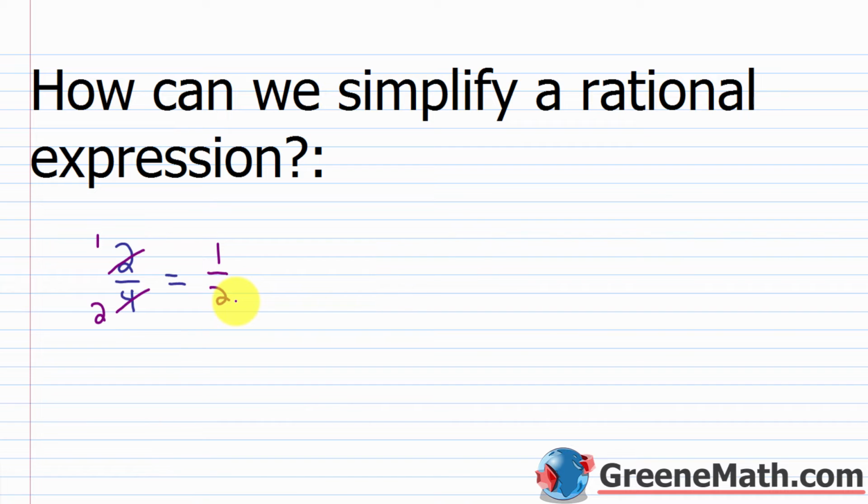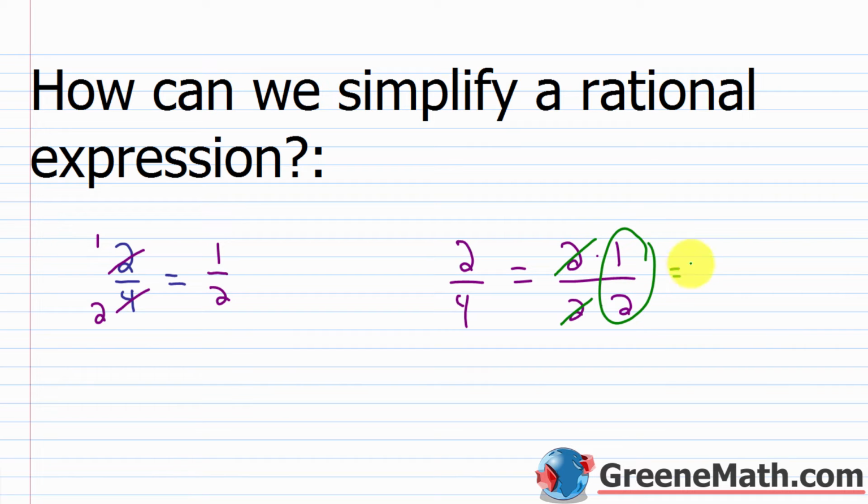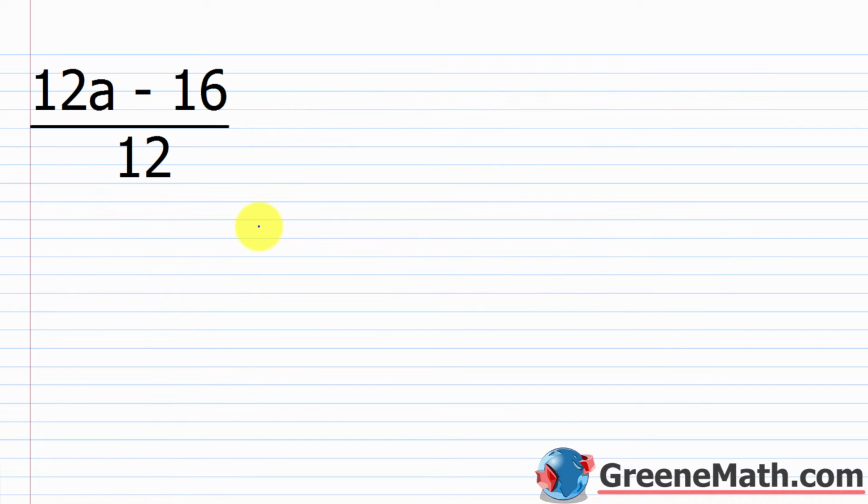But if you didn't know that off the top of your head, which you're not going to know in the case of a lot of rational expressions, you would factor it. Right? So you would say, okay, well, 2 is a prime number. So really the best I could do is say 2 times 1. And 4 is 2 times 2. So then when you look at it like this, it's obvious that you cancel a common factor of 2 between numerator and denominator, and you're left with 1/2. Okay? So this is basically the process that we're going to use to simplify a rational expression. Well, let's go ahead and take a look at the first example.